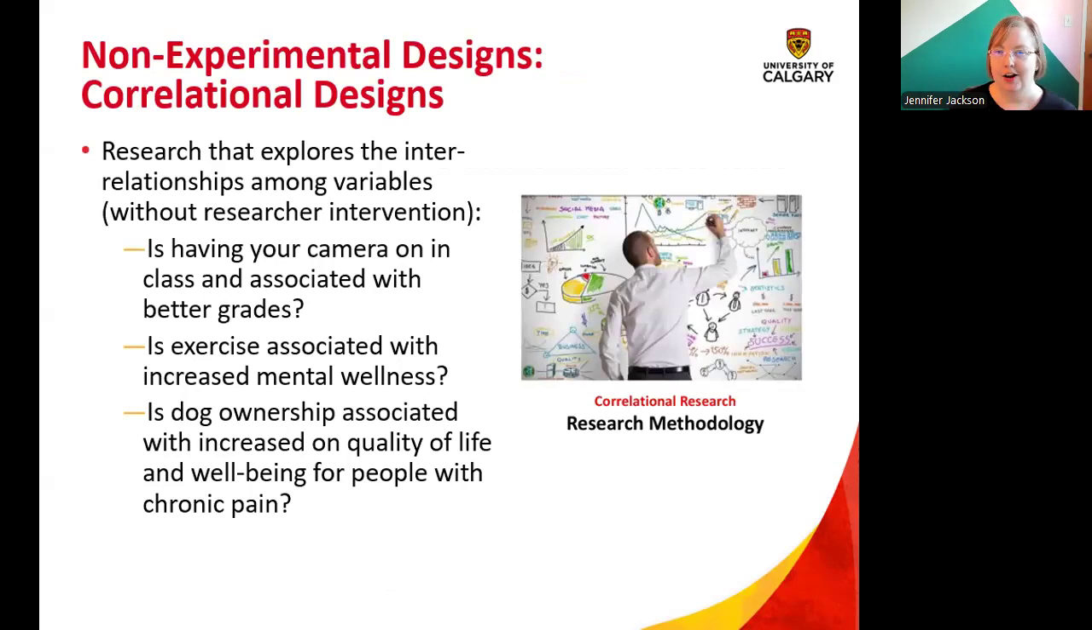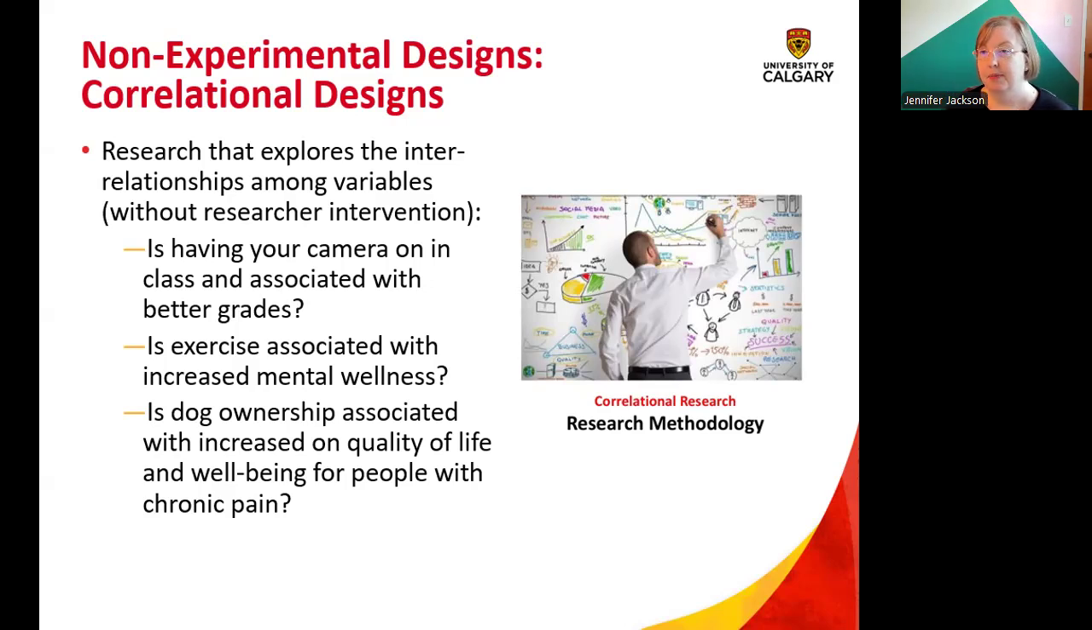Now, cross-sectional and correlational studies both assess the relationships between variables. Cross-sectional studies have directionality, correlational studies don't. So, does having your camera on in class associate with better grades? Well, we don't know if having your camera on means you're a keen student and you're paying attention and writing notes and asking questions and that gives you better grades. Or do you have better grades and so you're more confident and so you're turning your camera on in class because you're just hanging out and you don't have to think twice about it.